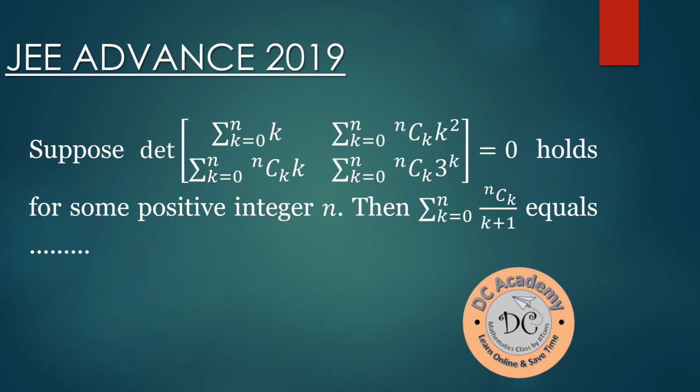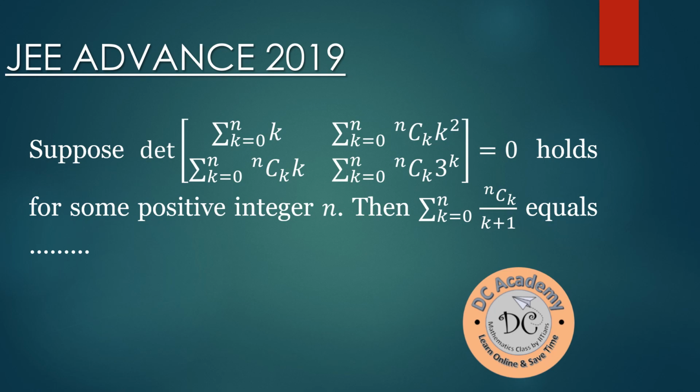So hi, there's a problem which appeared in JEE Advanced 2019. Here we need to find out the determinant of a matrix, and that matrix determinant is provided as 0, right? And we need to find out the values of the required summation.